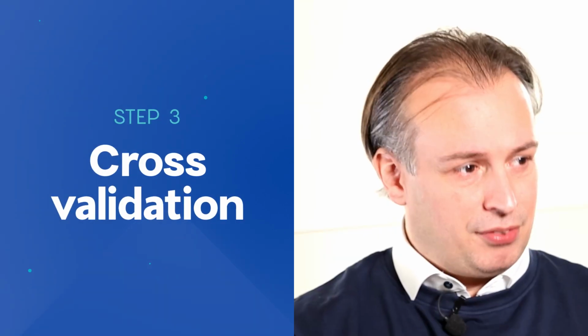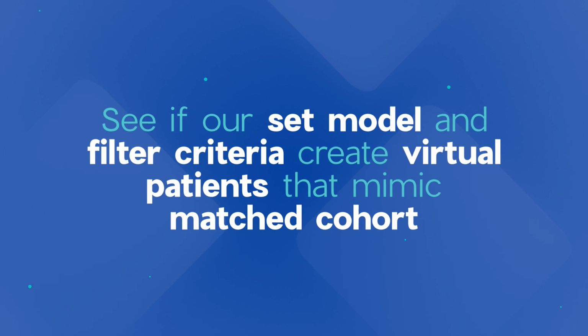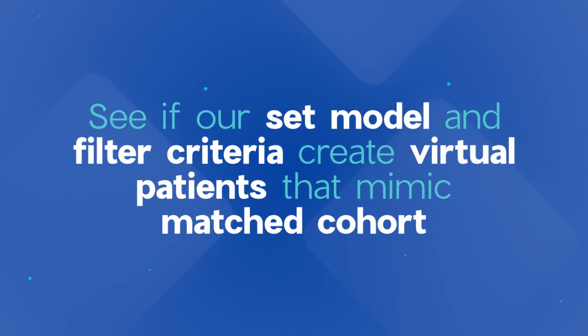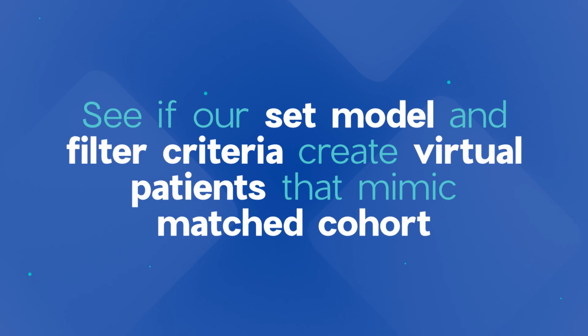So what we actually do, we have a patient level validated model. We vary the parameters, we have acceptance criteria, we then look to the distribution of the real world data that we also get that distribution. So we call that the self-validation, and then we do a cross-validation where we try to see if our set model and our set filter criteria also create virtual patients that mimic a completely independent but clinically matched cohort. And that's what we call the cross-validation strategy.